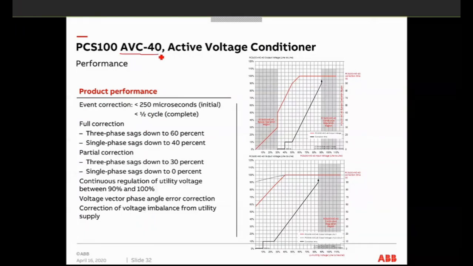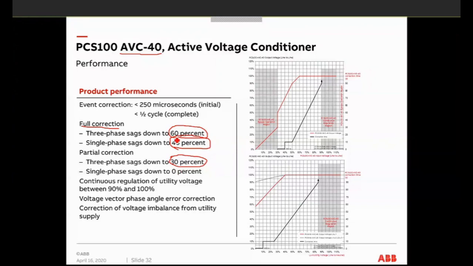So for the PCS 100 AVC 40, it means that we can have full correction at 60% remaining voltage, and full correction for single phase at 40% remaining voltage. And if there are voltages below that in this system, then we will have a partial correction if the remaining voltage is at 30%. So you can see here there is a discrepancy. When there is 60% remaining voltage, we say full correction, and here a partial correction when it comes to 30%.